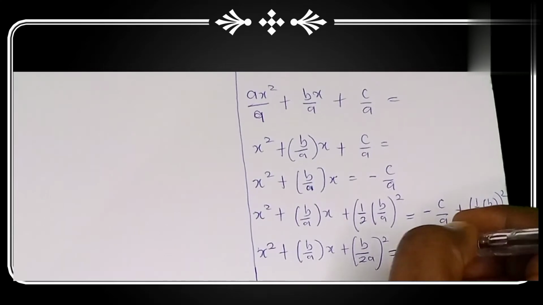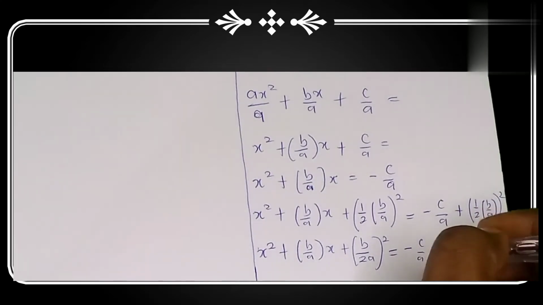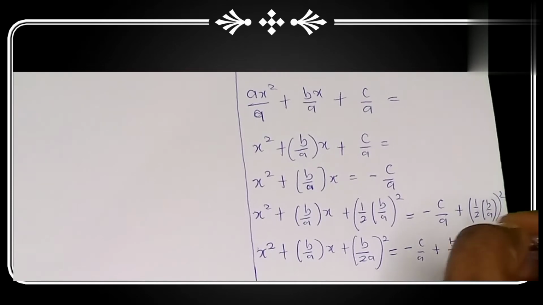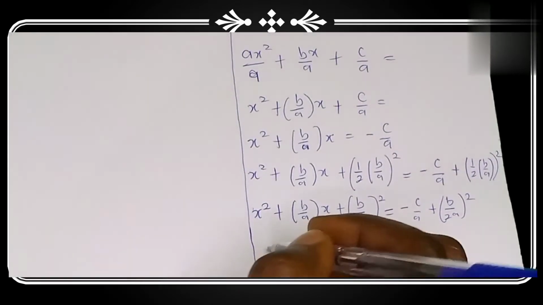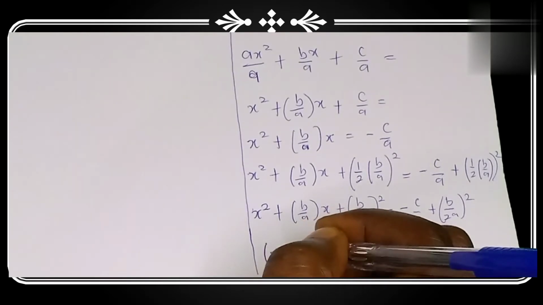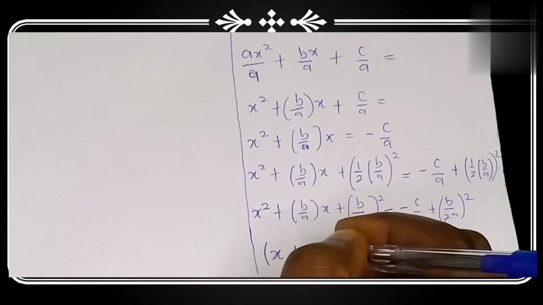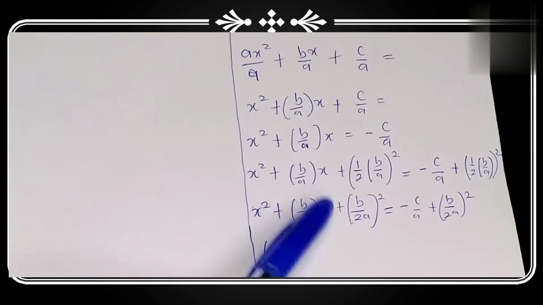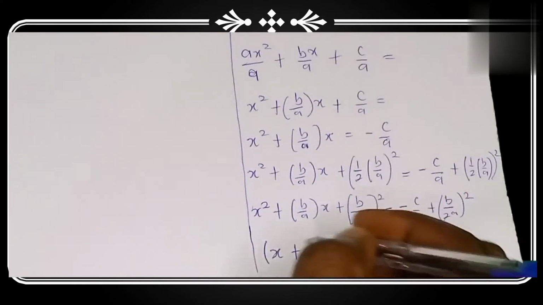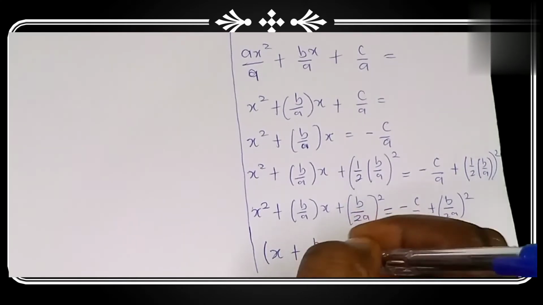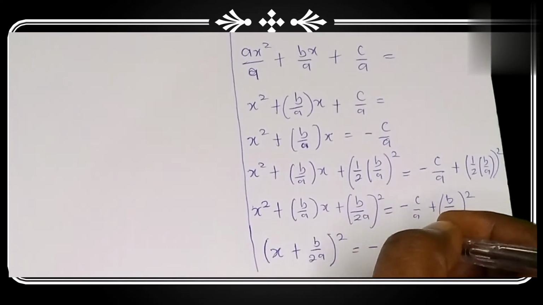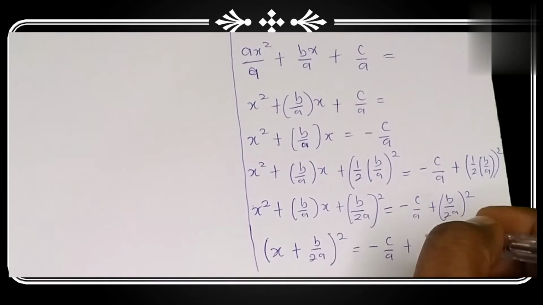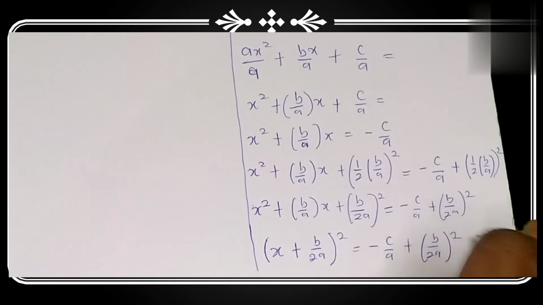Now we have equals minus c over a plus, the same thing applies here, b over 2a all squared. Now this is what we want to do. All we just need to do is open a bracket, write x, put this sign, not this one here, and then put b over 2a here, and then square, equals minus c over a plus b over 2a squared.